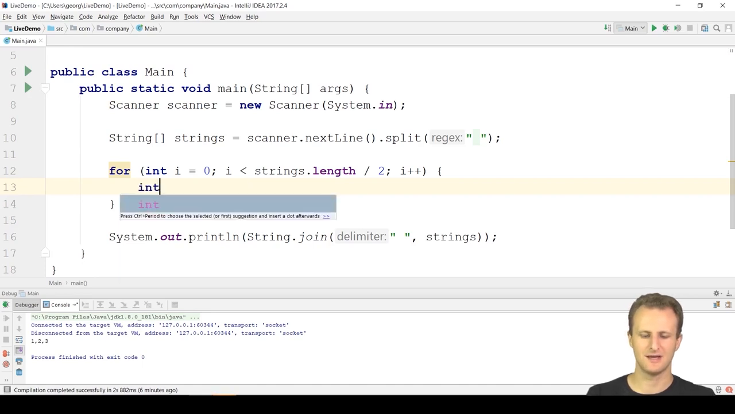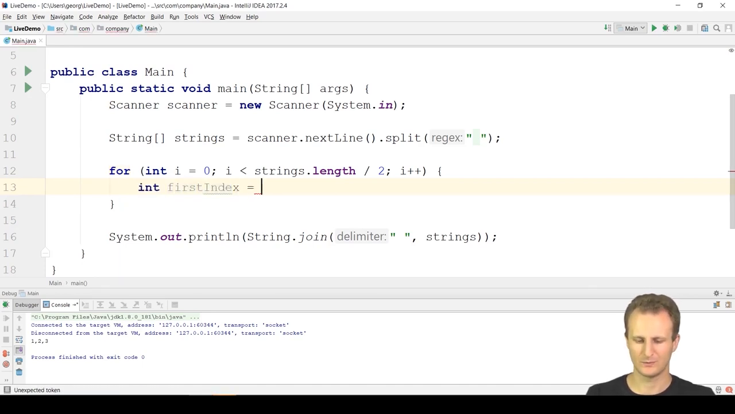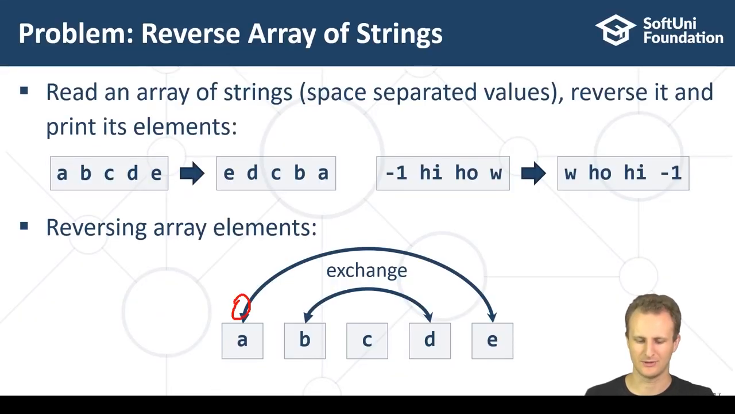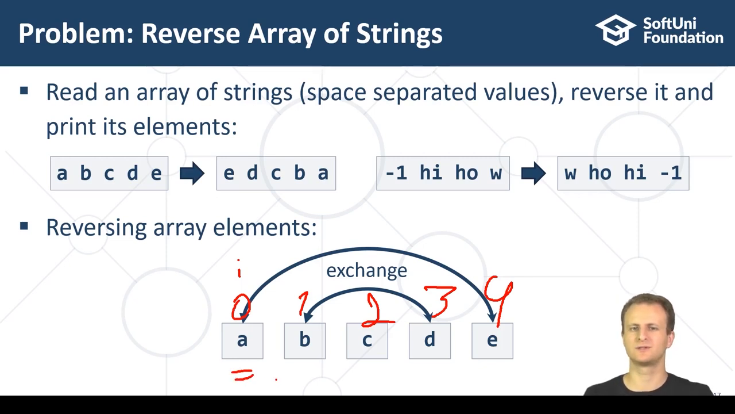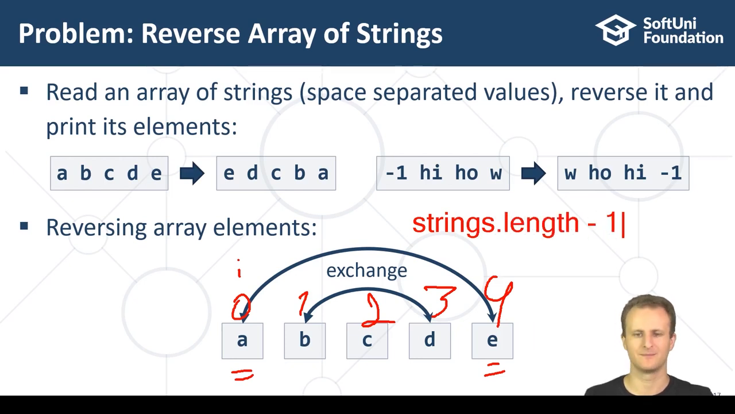Which are these indices? Okay, so the first index we need to exchange is just index I, whatever index we're at currently. So index 0, index 1, index 2, index 3, index 4. So I becomes index 0, and this is the first index we need to exchange. And we need to exchange it with which index? Well, index 0 we need to exchange with index 4. What is index 4 expressed through the variables we have? Well, index 4 is strings.length minus 1, right? That's index 4 in our case.